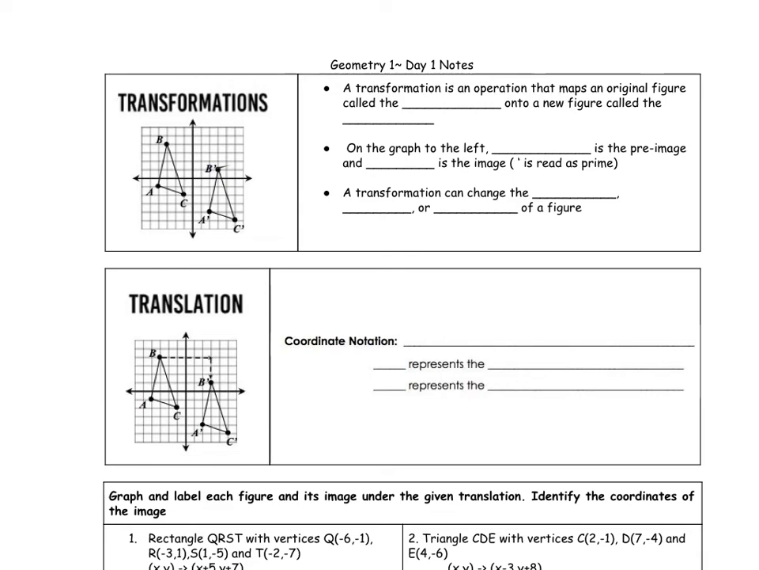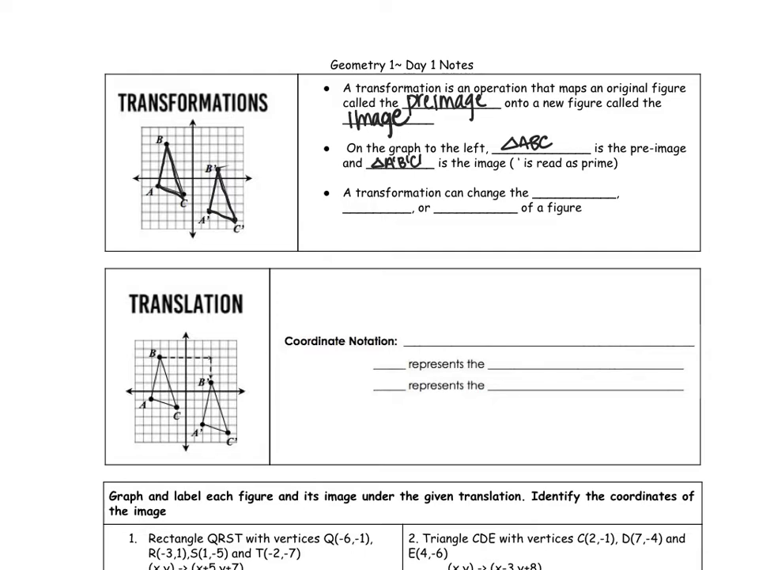Alright, so day one notes. A transformation is an operation that maps the original figure called the pre-image. So our original is called the pre-image, and our new figure is called the image. On this, ABC is the original figure, while A prime, B prime, C prime is my new figure, okay? On the graph to the left, triangle ABC is the pre-image, and triangle A prime, B prime, C prime is the image, read with the apostrophe as prime.